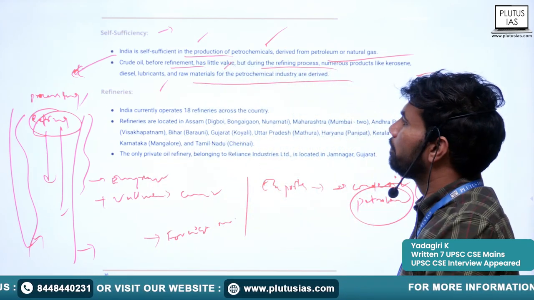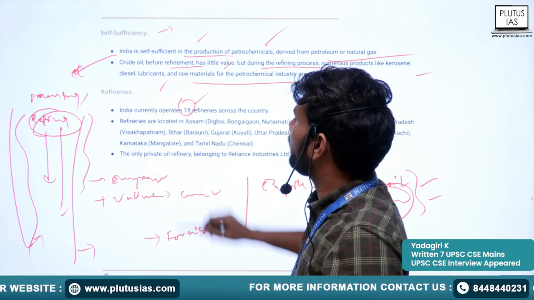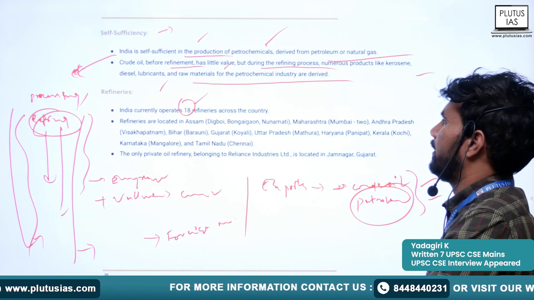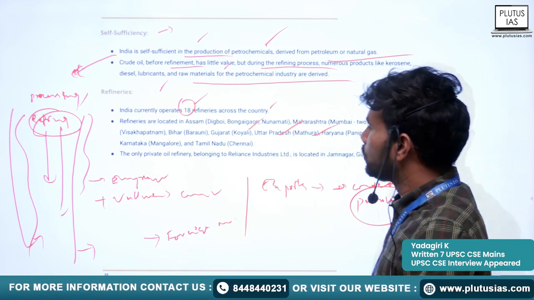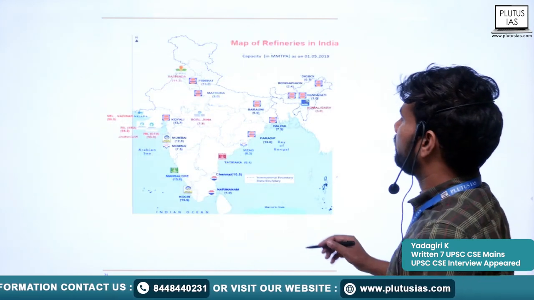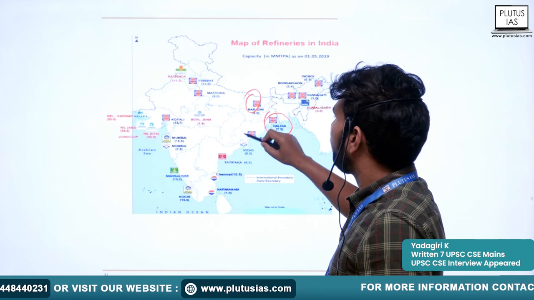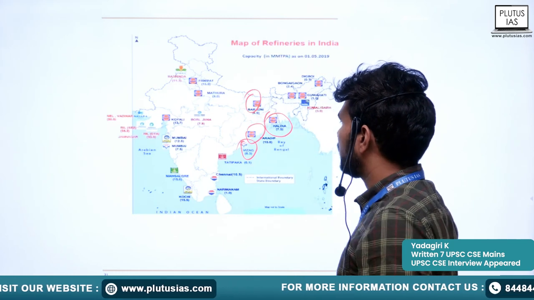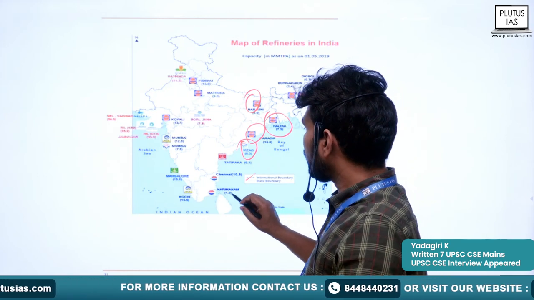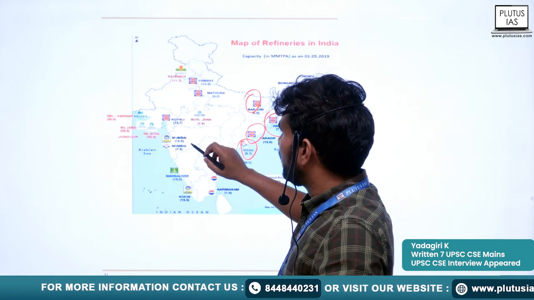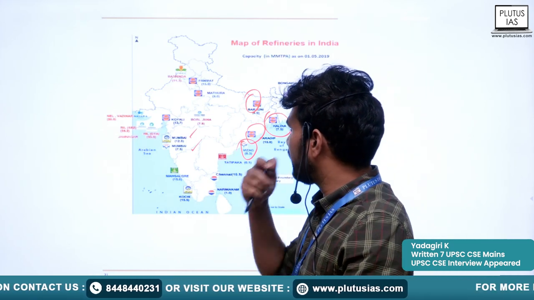Right. So some of the important refineries: India currently operates approximately 18 refineries across the country. In the map we will see some of the refineries. Haldia, Barauni, Paradip, Vizag also has a refinery. Chennai is there. Apart from that, Mumbai has two important refineries.